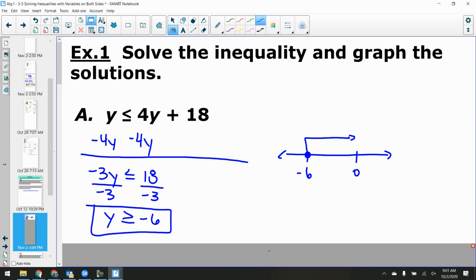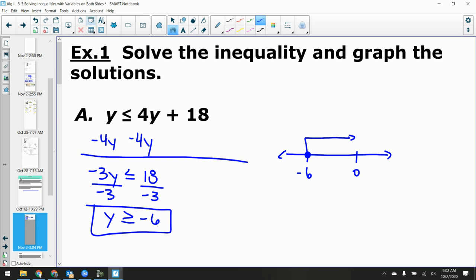Is 0 a solution? If I plugged in 0, will this work? 0 is less than or equal to 0 plus 18. 0 is less than or equal to 18. That does check out, right? You can always plug in a number that's covered up by the arrow.